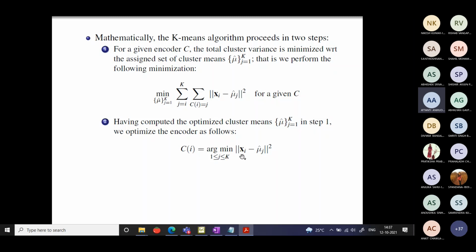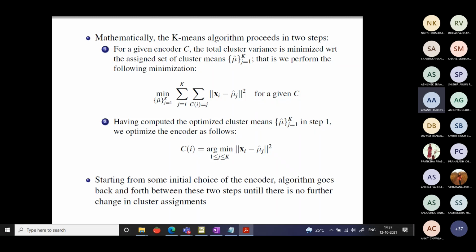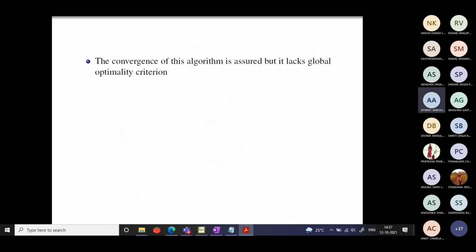Suppose this is your data point and you want to know whether it belongs to that particular cluster or not, which particular cluster is more suitable. You will choose the one with which it has the minimum value of this Euclidean norm square. So this is how the two-step process normally happens. Now, starting from some initial choice of the encoder, the algorithm goes back and forth between these two steps until there is no further change in the cluster assignments.